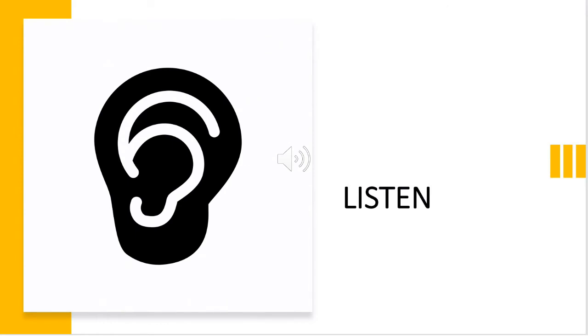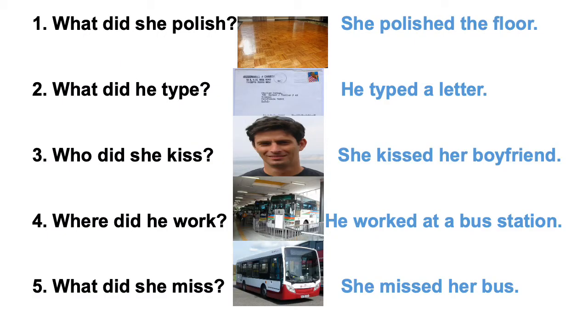Listen. What did she polish? She polished the floor. What did he type? He typed a letter. Who did she kiss? She kissed her boyfriend. Where did he work? He worked at a bus station. What did she miss? She missed her bus.